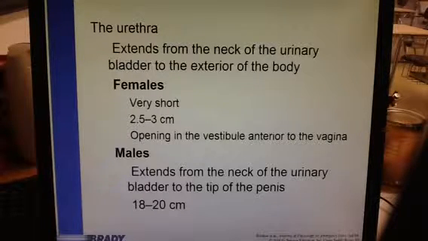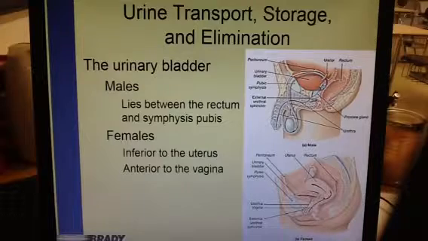The urethra extends from the neck of the bladder to the exterior of the body. So in females, it's very short, 2.5 to 3 centimeters. And in males, it's much longer because it extends from the neck of the urinary bladder to the tip of the penis, and so that is about 18 to 20 centimeters in length. That urinary bladder, where it sits in males, is a little bit different. It's in between the rectum and the symphysis pubis, whereas in females, it's inferior to the uterus and anterior to the vagina. So the placement is a little bit different, and then of course the length of the urethra is also different.